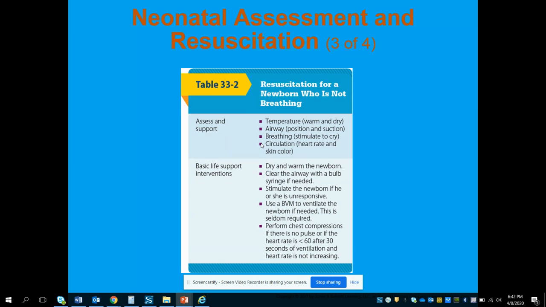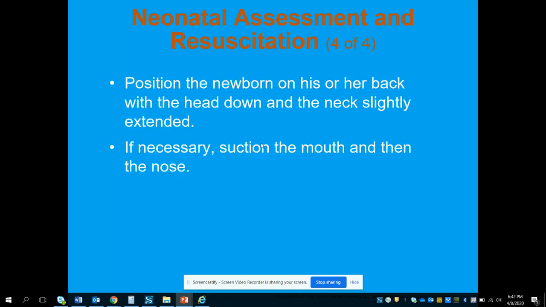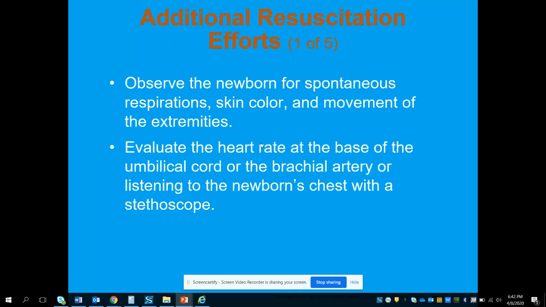So drying and warming, clearing the airway with the bulb syringe, stimulating, ventilating, and if no pulse or if the pulse is less than 60 after 30 seconds of ventilation, then we would want to start CPR. We want to position the newborn on their back with the head down and the neck slightly extended, so in a sniffing position when we are suctioning using that bulb syringe.